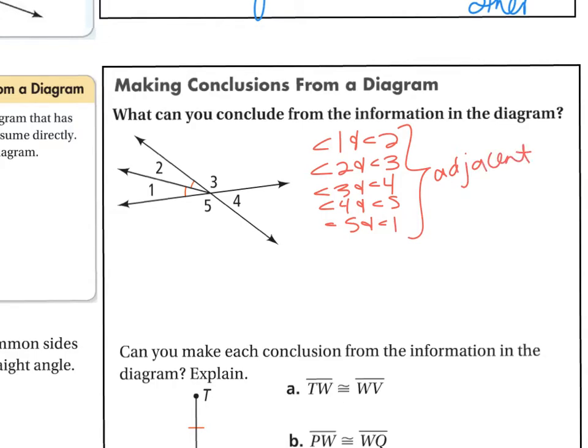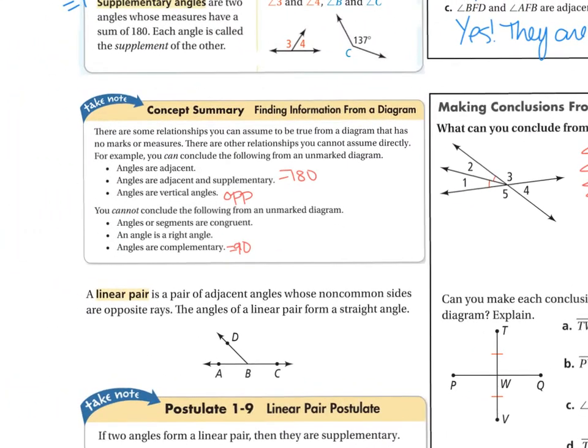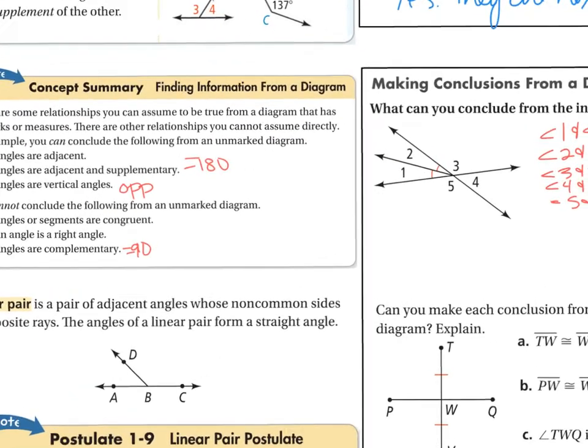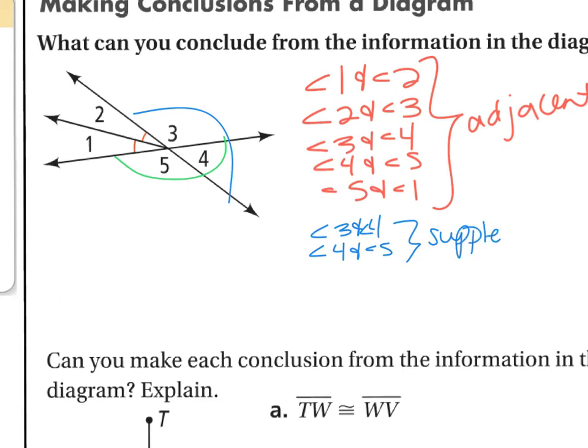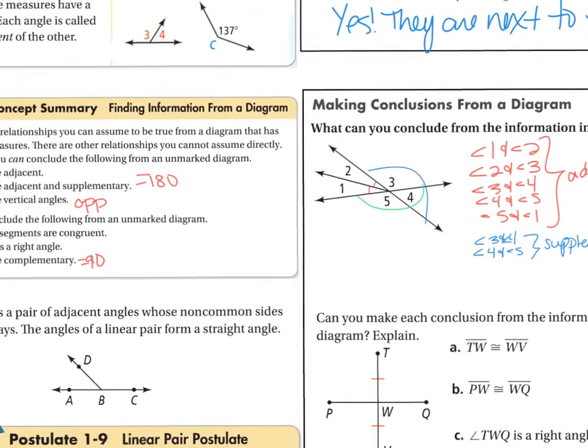Right? Okay, so you can also see if they are adjacent and supplementary, that means they equal 180. So do you see any two angles that are adjacent, next to each other, and on a straight line and equal 180? Well, I see 4 and 5, and then also 3 and 4. So let's write that: angle 3 and 4, and then angle 4 and angle 5 are supplementary.